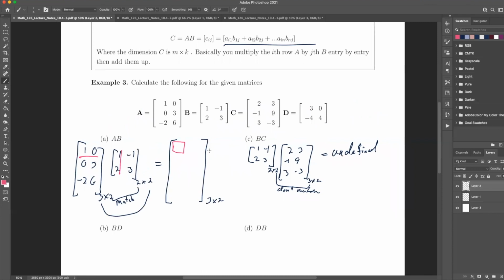And so here would be 1 times 1, which is 1. Let me write out two of them. So this is 1 times 1 plus 0 times 2, so that indeed is 1. Okay, and let's go ahead and grab this box right here. This is going to be the second row by the second column, and so this will be 0 times negative 1.